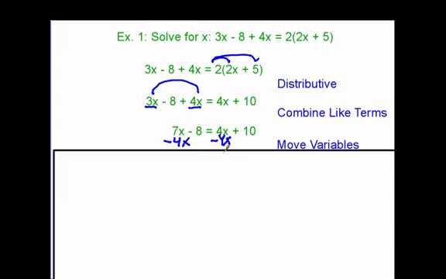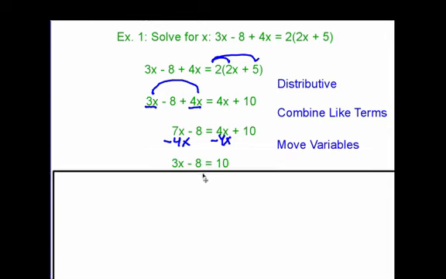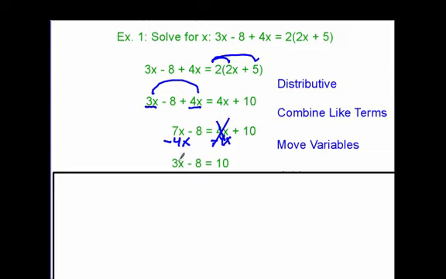So if I take 4x away on the right side, I have to also take 4x away on the left side. And I'm left with 3x minus 8 equals 10. 4x minus 4x cancels out, and 7x minus 4x is 3x. So now I'm left with the two-step equation, 3x minus 8 equals 10.